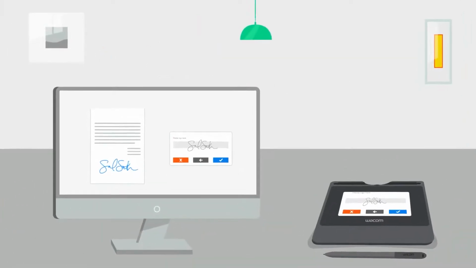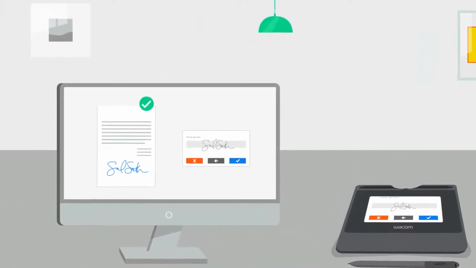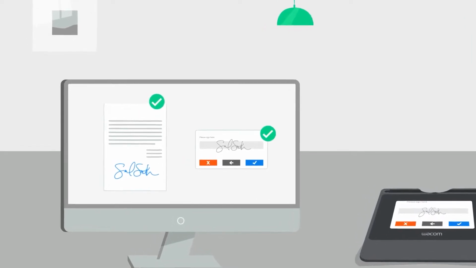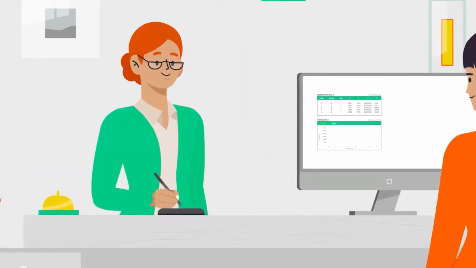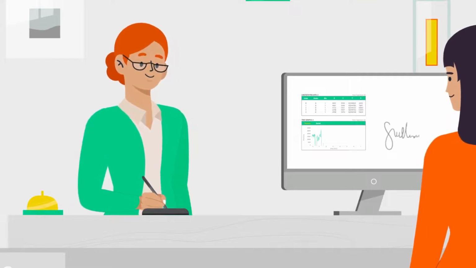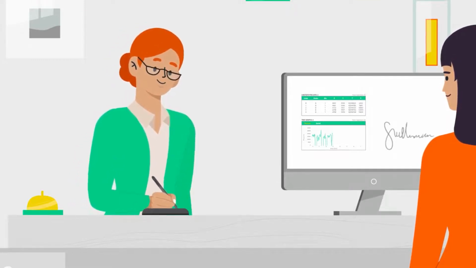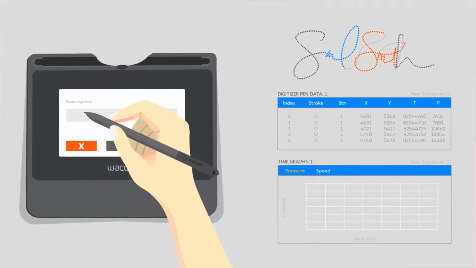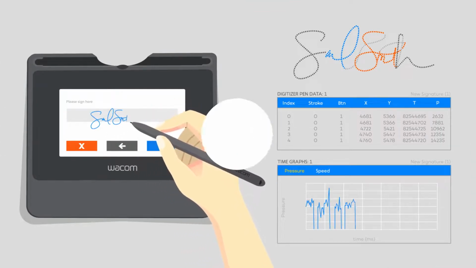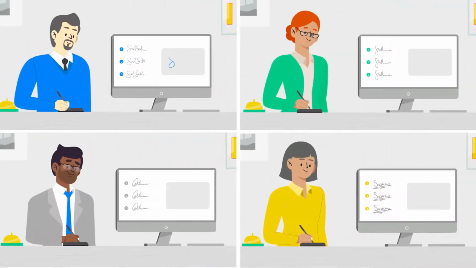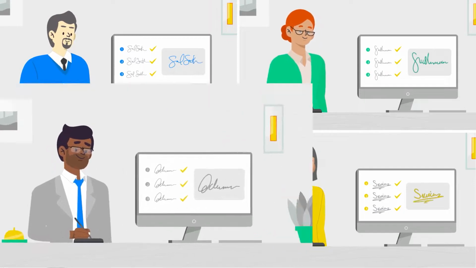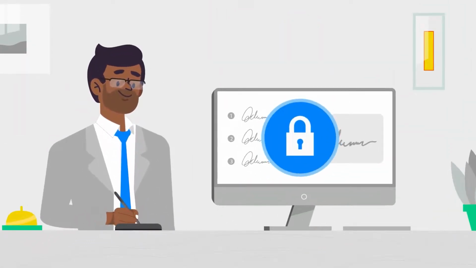Plus, it's the only verification engine that can verify both scanned paper and dynamic electronic signatures. That means you can quickly and easily build a custom workflow that meets your business needs. Verify signatures in real time and after the fact. Improve accuracy over time and protect your customers' sensitive biometric data.